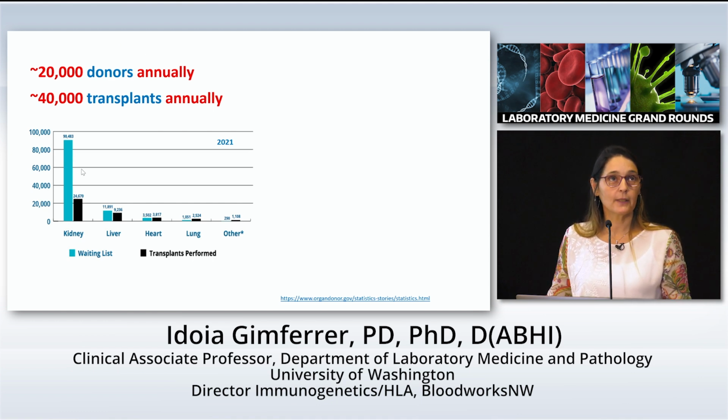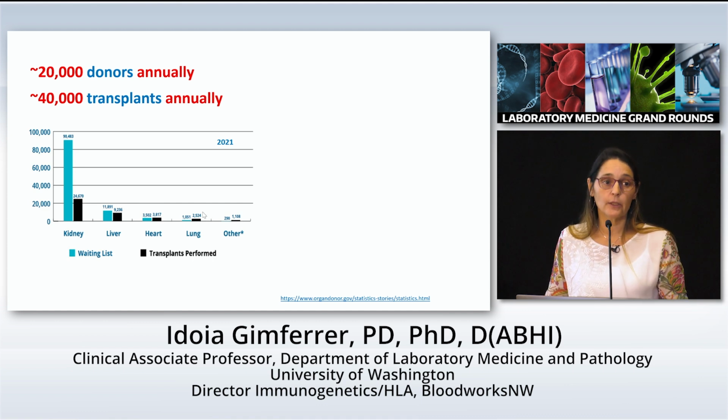For kidney, you can see that this dark bar is the number of kidneys that we transplanted in 2021, about 25,000, a little less, but 90,000 people were waiting for an organ. For liver, the disparity is lower, but still 12,000 people waiting, only 9,000 transplanted. For heart and lung, there is not that much disparity, but those are sicker patients. They either die waiting for an organ or they are dropped from the list because they are too sick to get transplanted.